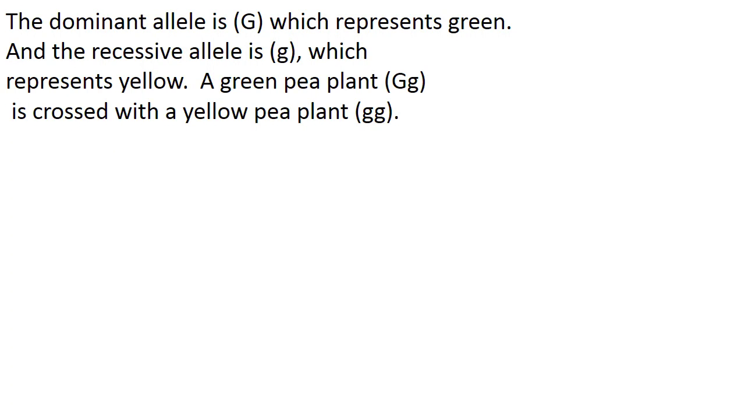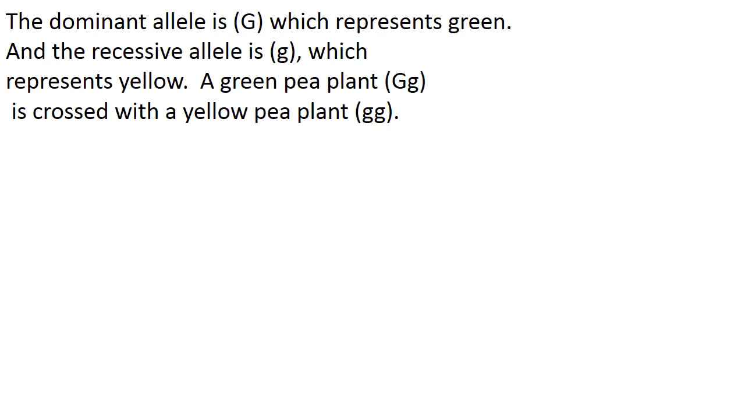Okay, today we're going to be looking at monohybrid crosses, and we're going to be looking at the problem that states the dominant allele, capital G, represents green, and the recessive allele, lowercase g, represents yellow. The problem states a green pea plant, big G, little g, is crossed with a yellow pea plant, little g, little g. The first thing we want to do is always state the givens.